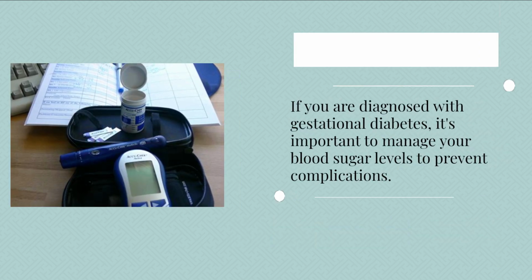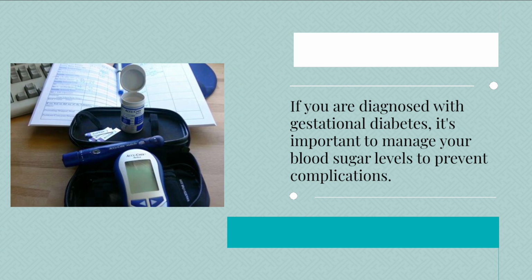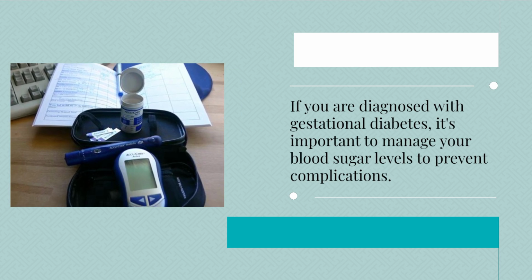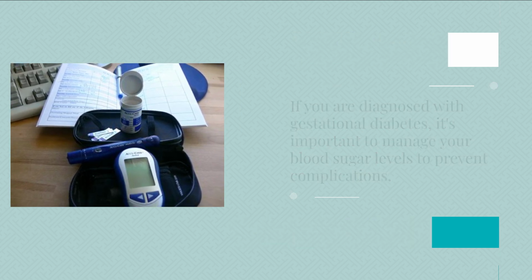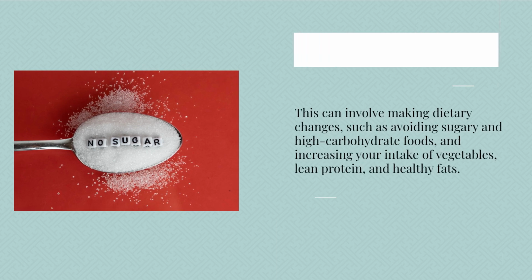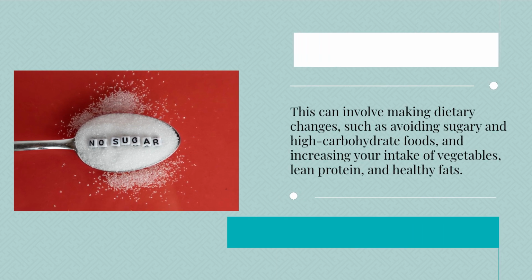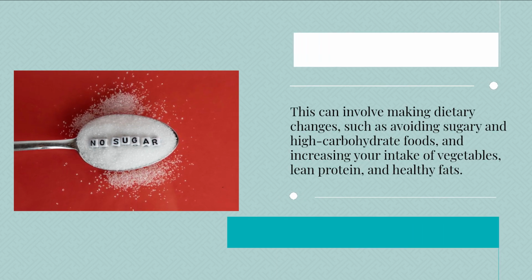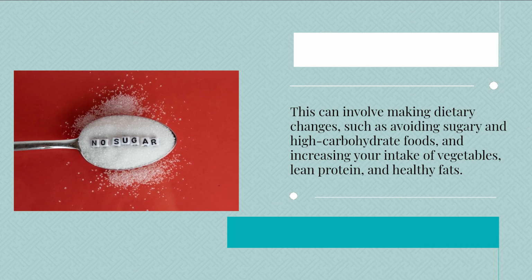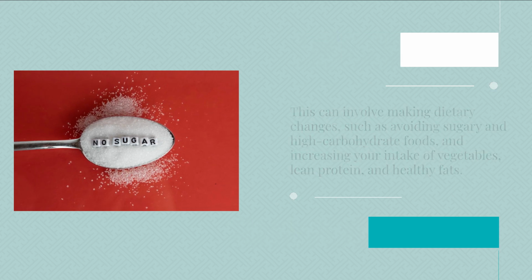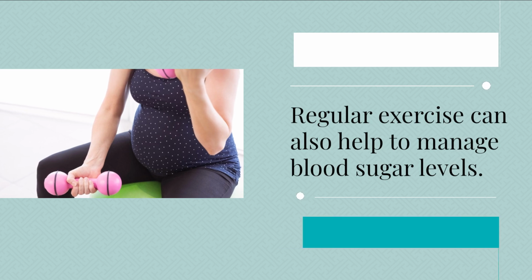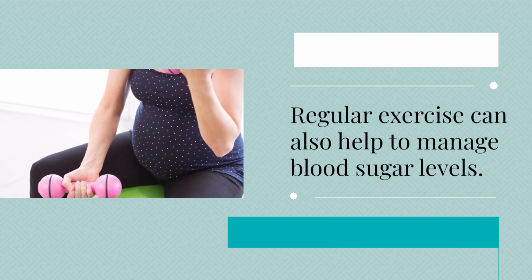If you are diagnosed with gestational diabetes, it's important to manage your blood sugar levels to prevent complications. This can involve making dietary changes, such as avoiding sugary and high-carbohydrate foods, and increasing your intake of vegetables, lean protein, and healthy fats. Regular exercise can also help to manage blood sugar levels.